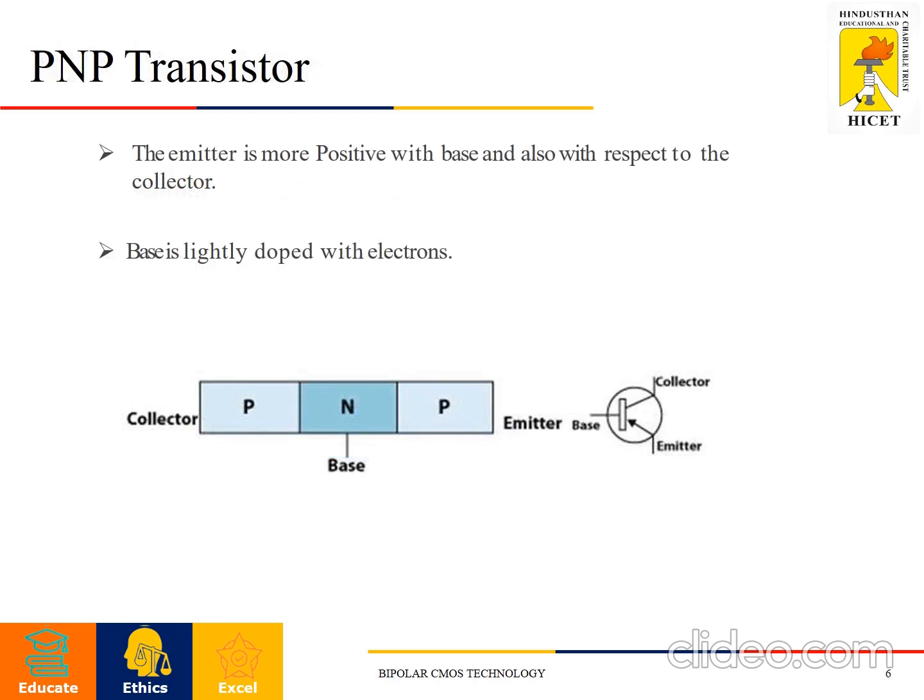Then the PNP transistor, the emitter is more positive, just opposite to the NPN, with respect to the base and also with respect to the collector materials, and this is the symbol and this is the construction for the PNP transistor.